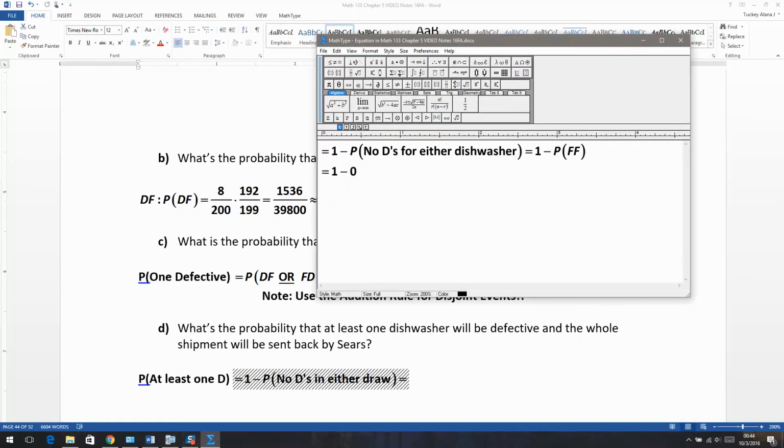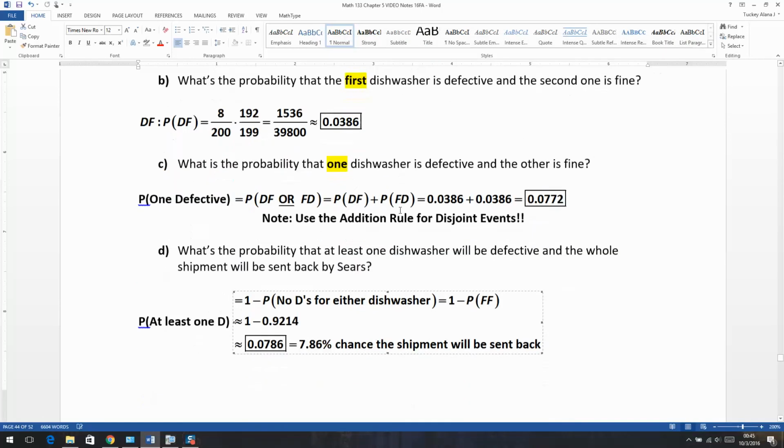So that's what I'm going to use, approximately, which is approximately 0.0786. Which is a 7.86% chance. The chance that this shipment will be sent back. And there you go.